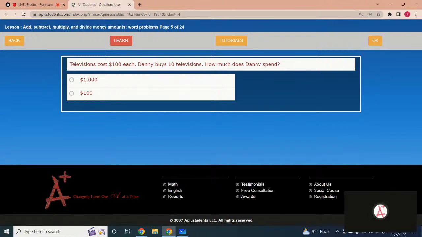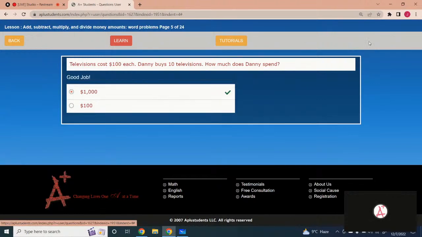But how? Whenever you have to calculate the price of more than one thing, and you are given the price of one thing, you have to multiply the price of one thing by the number of items you have to buy. Got it? You have to do basically 100 times 10. So that would be 1,000. Very good. Just select the correct option and click on the OK button.